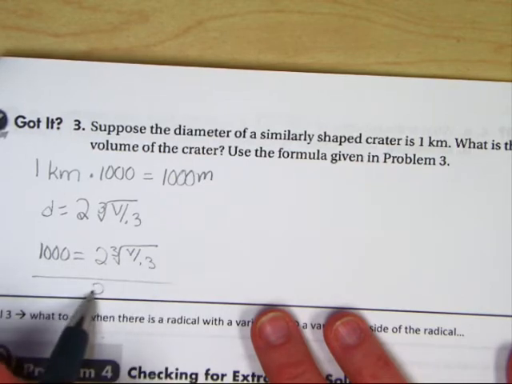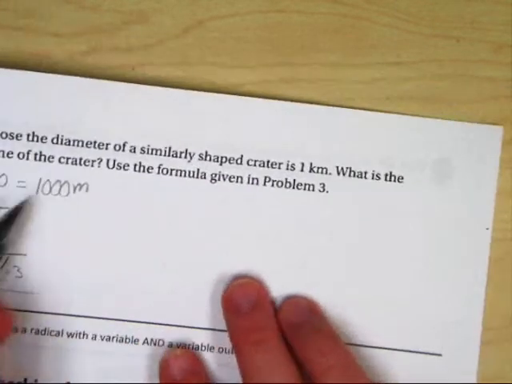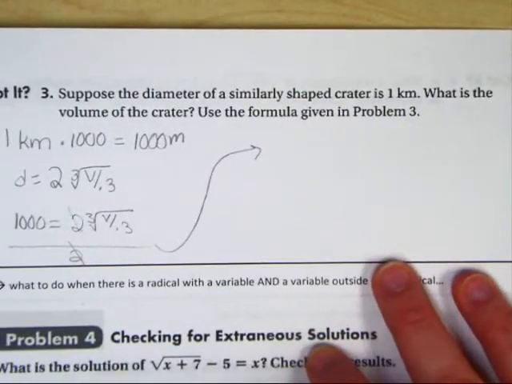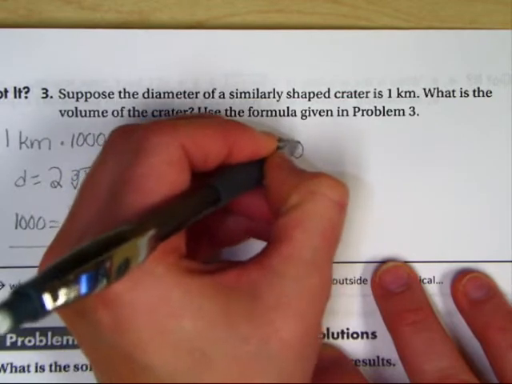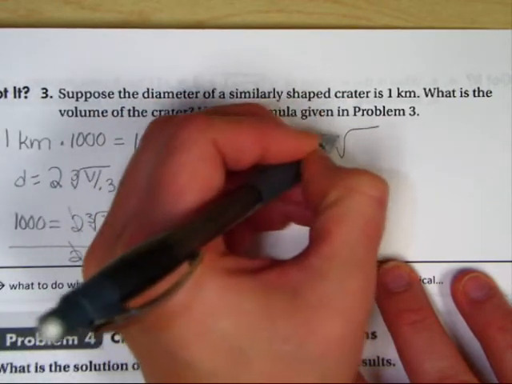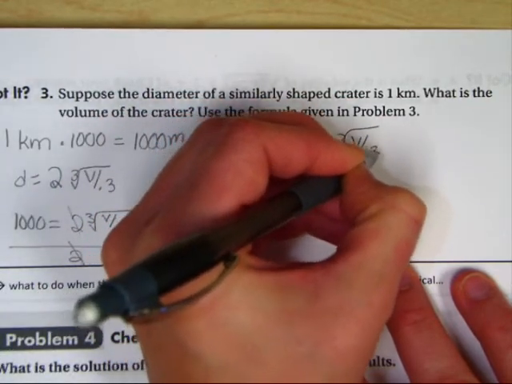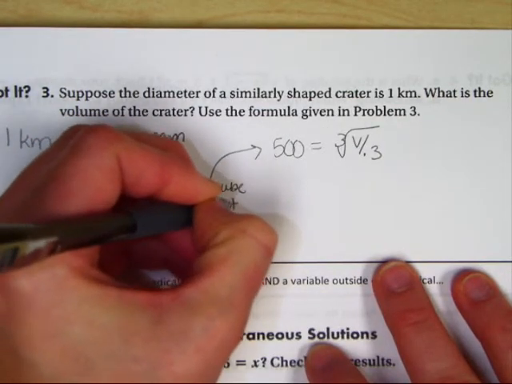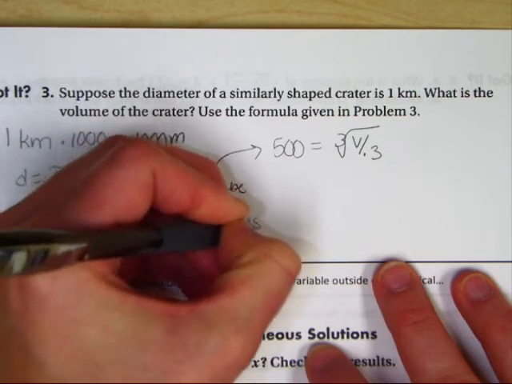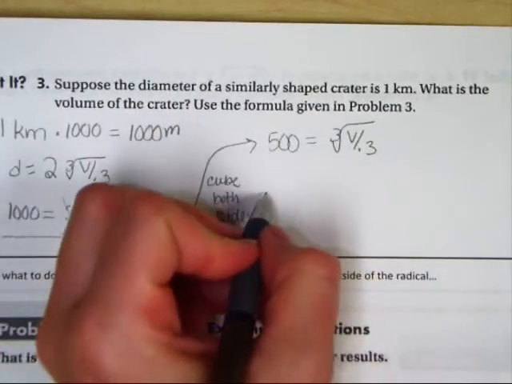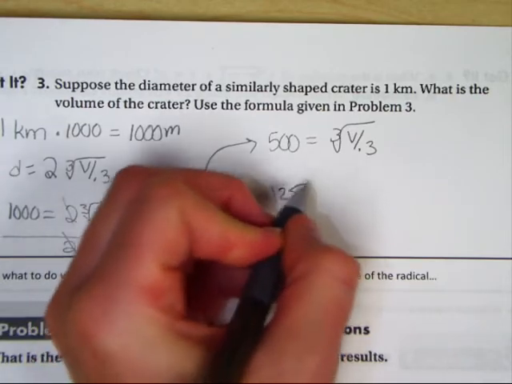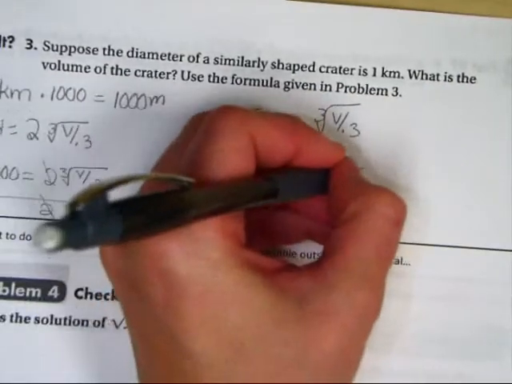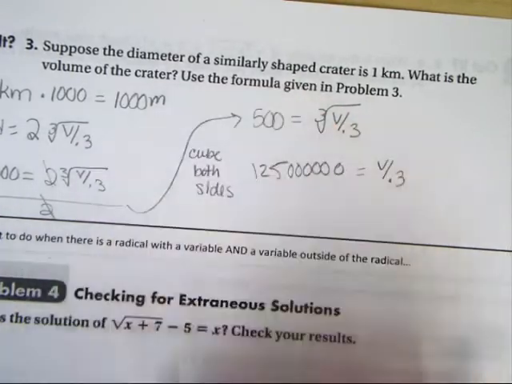Divide each side by 2. So you get up and over. Dividing by 2, you get 500 equals cube root of V over 0.3. Now you need to cube both sides. To cube both sides, you get 1, 2, 5 with 6 zeros. And that equals V over 0.3.